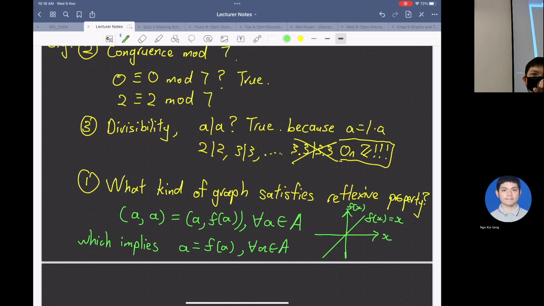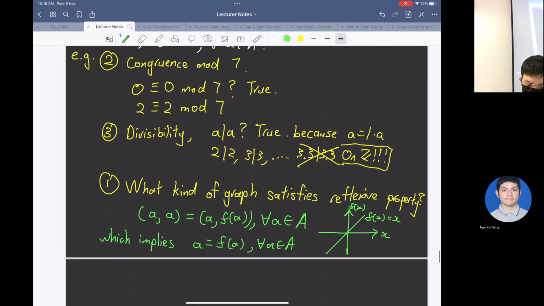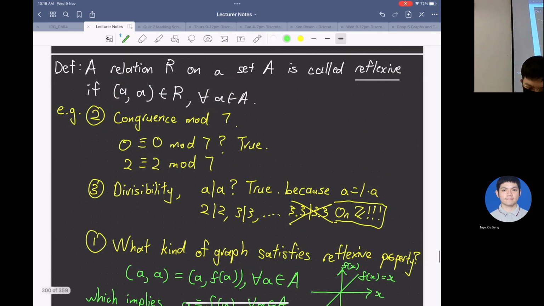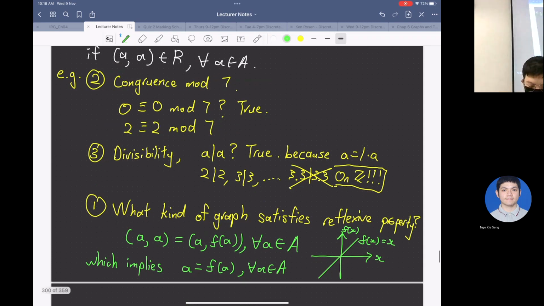Anyone confused or not? The reflexive property: only one kind of graph, which is the identity function. This is the identity function.